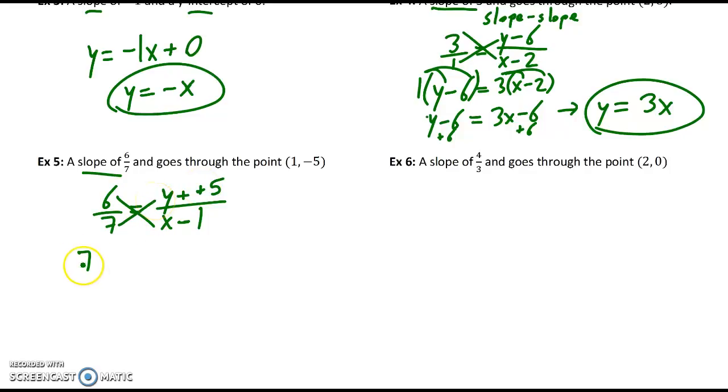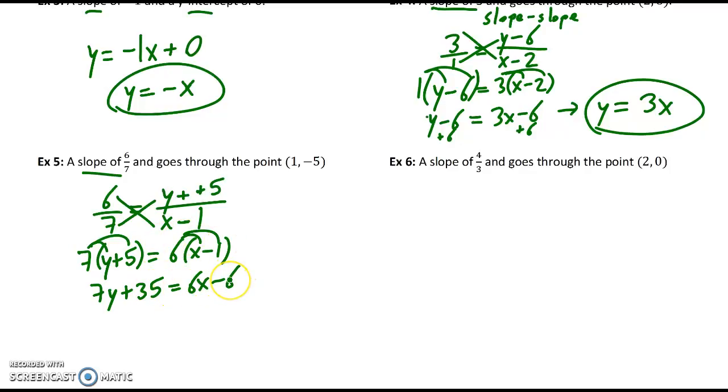When you do, and I always write the y first just because we like y on the left. When you do, no fraction. Boy, that's weird. Distribute. 7y plus 35. Do make sure you distribute to everything. And then 6x minus 6. And now solve for y.